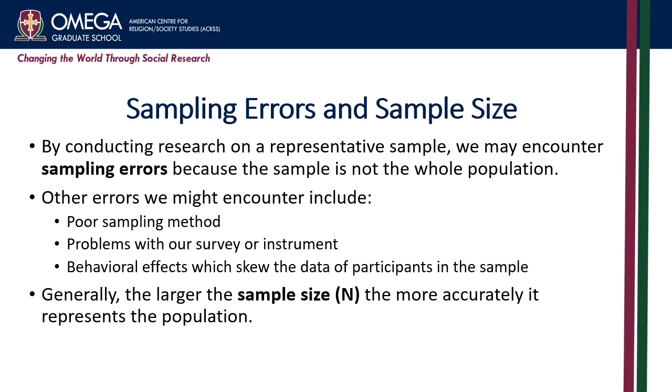Other errors that might occur when we're sampling include a poor sampling method. So how do we actually determine who should participate in the study? Problems with our survey or instrument, which will obviously skew the results if our questions are poorly worded or our instrument is not validated, or behavioral effects, which skew the data for participants in the sample. So was there undue influence on the participants? How was the location where the survey was conducted? Were they distracted? And so on and so forth.